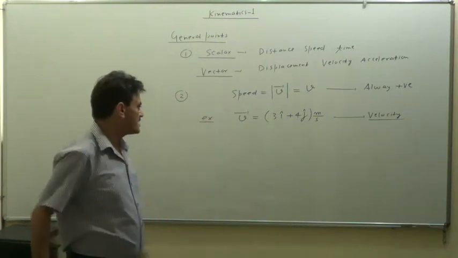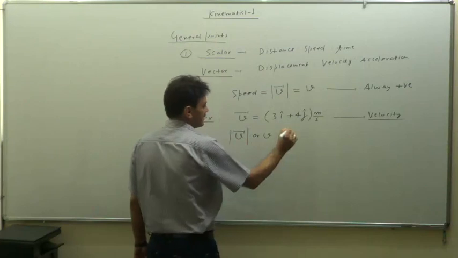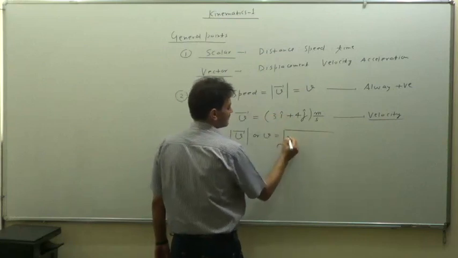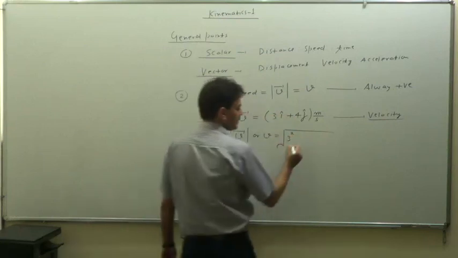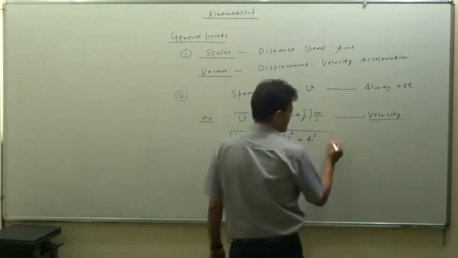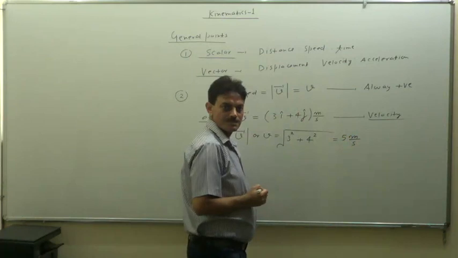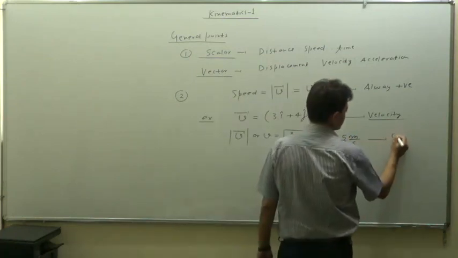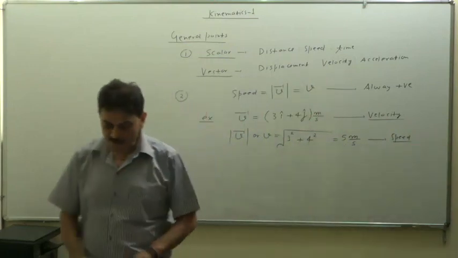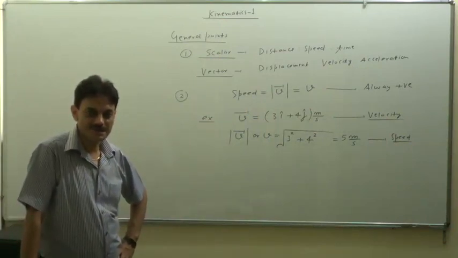Then magnitude of this vector, magnitude of v vector, or you can say simply v, is equal to under root of 3 square plus 4 square, right? It means it is 5 meter per second. So this is the speed. I think the point will be clear. Magnitude of velocity at any instant is called speed of the particle at that instant, right? So note down.